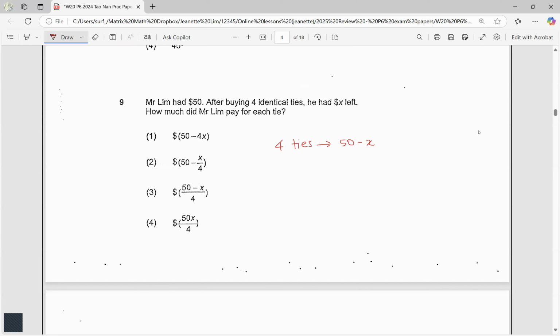So how do you find 1 tie? Then it's the whole answer above, divided by 4. Okay, it is not X divided by 4. It's not 50 divided by 4, but it's the whole thing, 50 minus X divided by 4. So the whole thing over 4. So answer option 3.